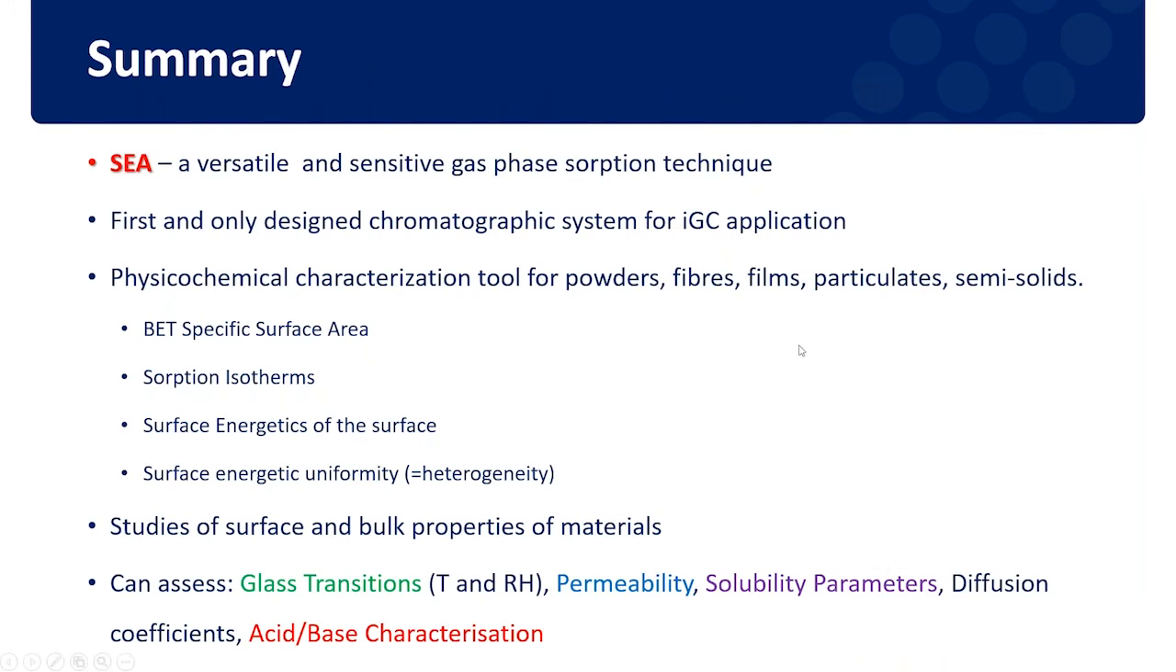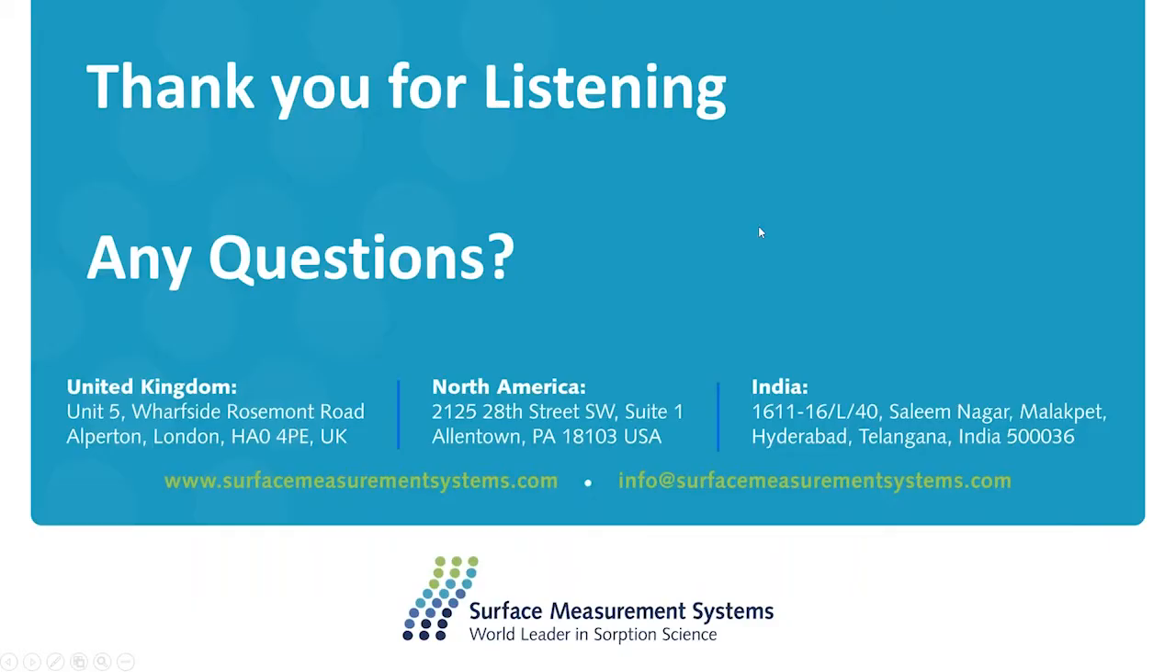And with that, I'd like to summarize. Our surface energy analyzer using inverse gas chromatography is a very versatile technique. It can measure a wide variety of different samples, including pharma material. We can observe the BET surface area, look at some of the surface energetics, work out the uniformity of those energetics, and go on to find out some other characteristics of the surface. So I'd like to thank all of you for your time and hand back to Thomas for any questions.